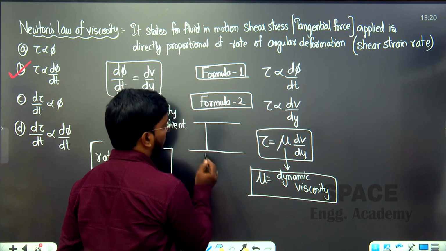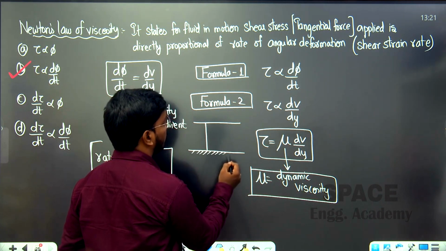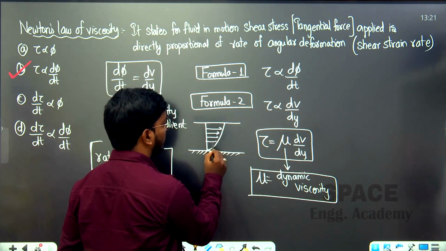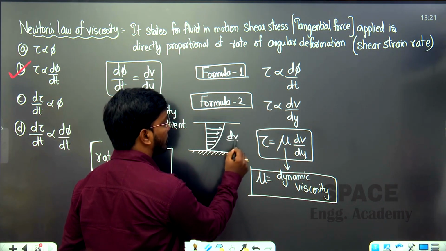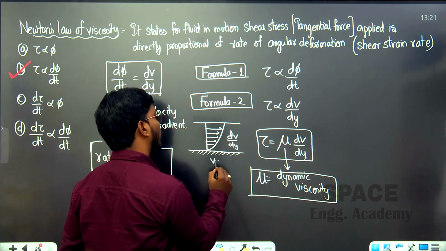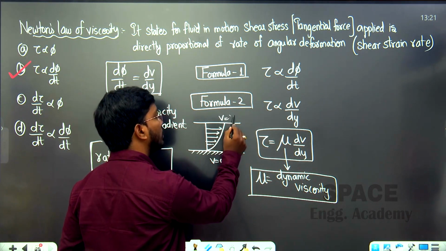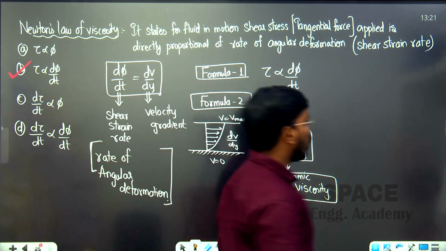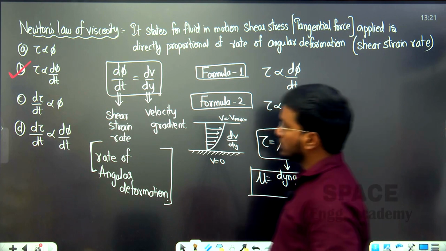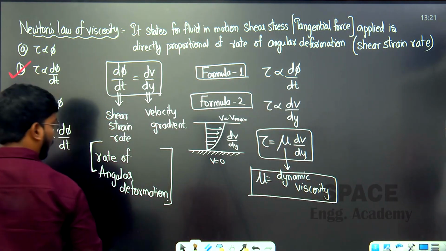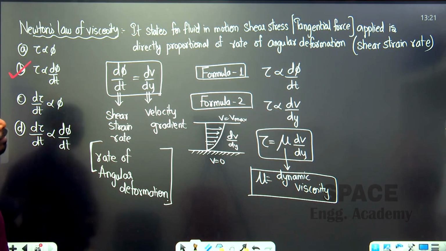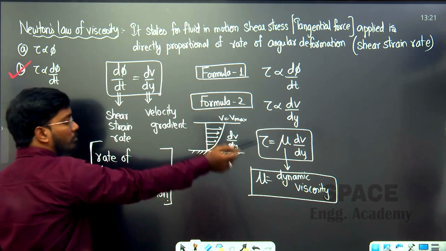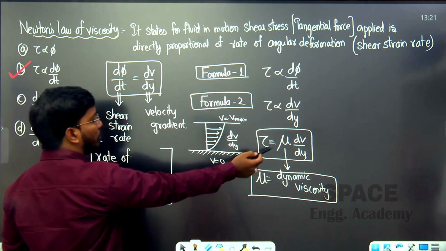Suppose this plate is at rest, and here we have a velocity gradient. Velocity is changing with respect to the y direction, where here velocity is 0 and here velocity is maximum, under a linear velocity profile. Let me go to the next slide so that you can understand it better. First, pause the video and note it down. The statement is important, and the formula tau equal to mu dV by dy is important.